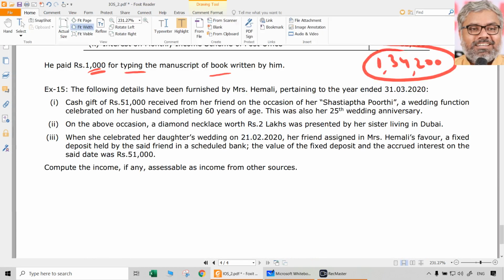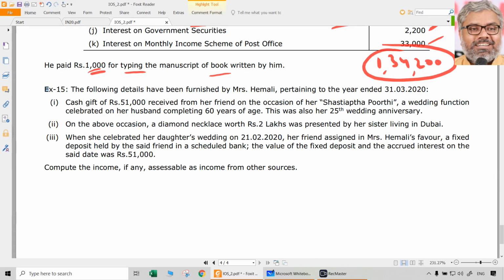Now moving on to the last question of this chapter, that is exercise number 15. Following details have been furnished by Mrs. Hemali pertaining to the year ended 31st March 2020. First point, cash gift of 51,000 rupees received from her friend, definitely taxable. But on what occasion? On her Shashtipurti, a wedding function celebrated on her husband's completing 60 years of age. This was also her 25th wedding anniversary.